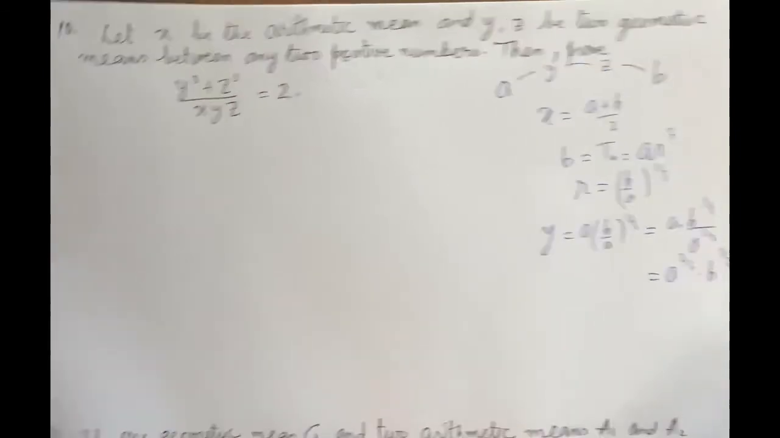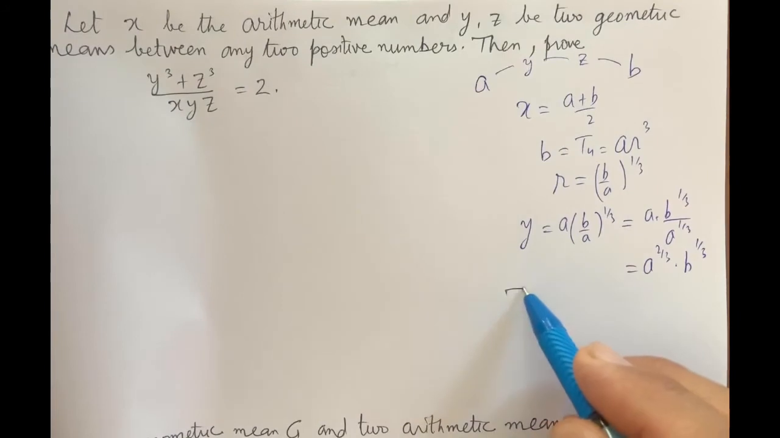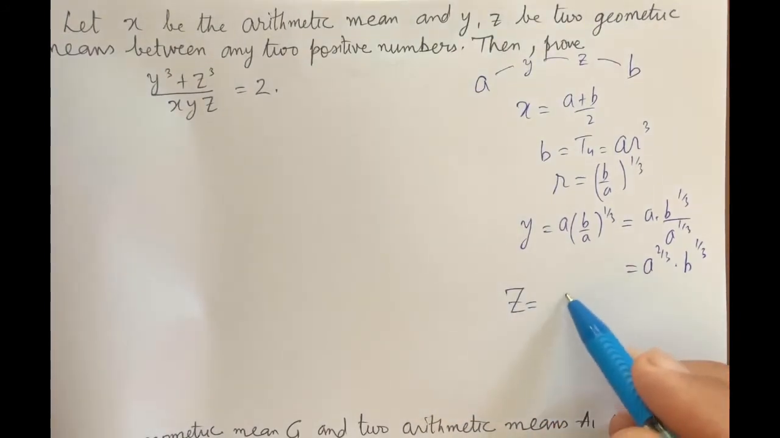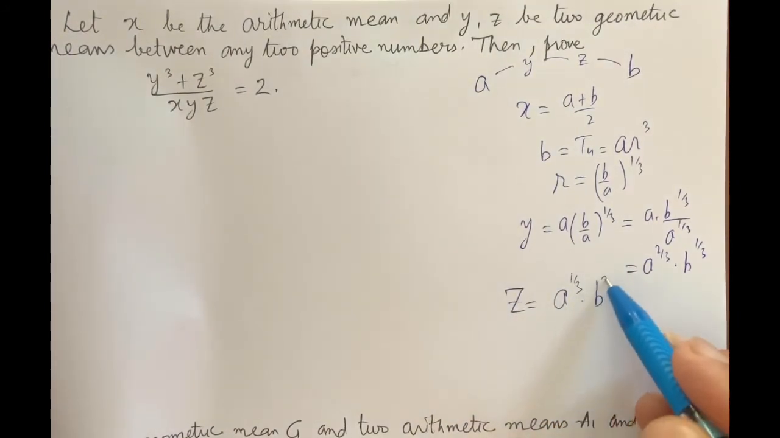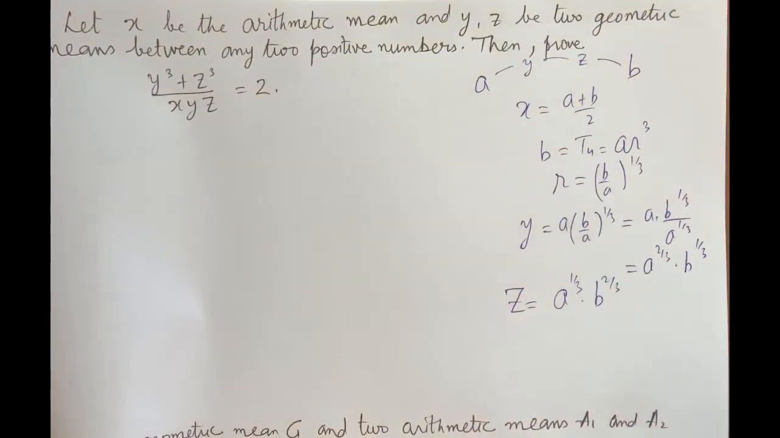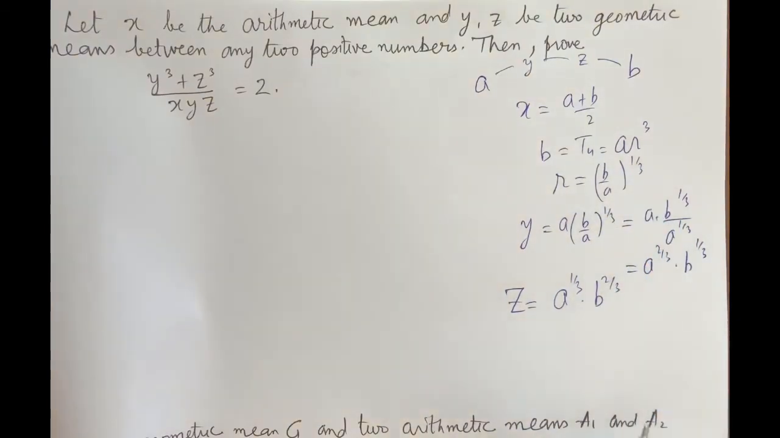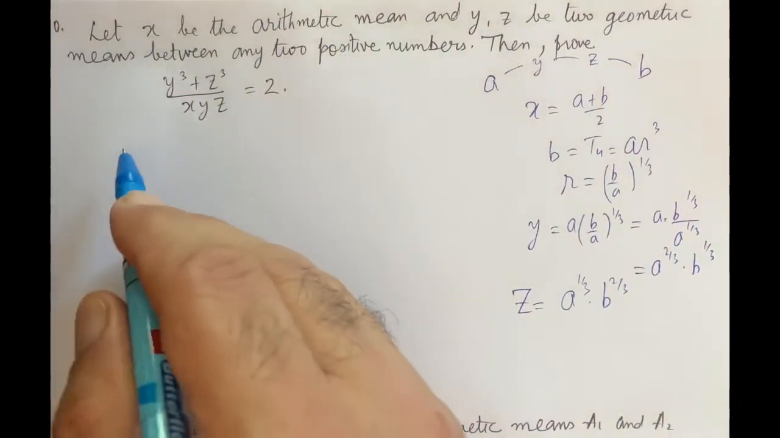Similarly, we can find out z. Z will be a raised power 1 by 3 into b raised power 2 by 3. Z is a into r square. So we have values of now x, y and z. We substitute these values here.